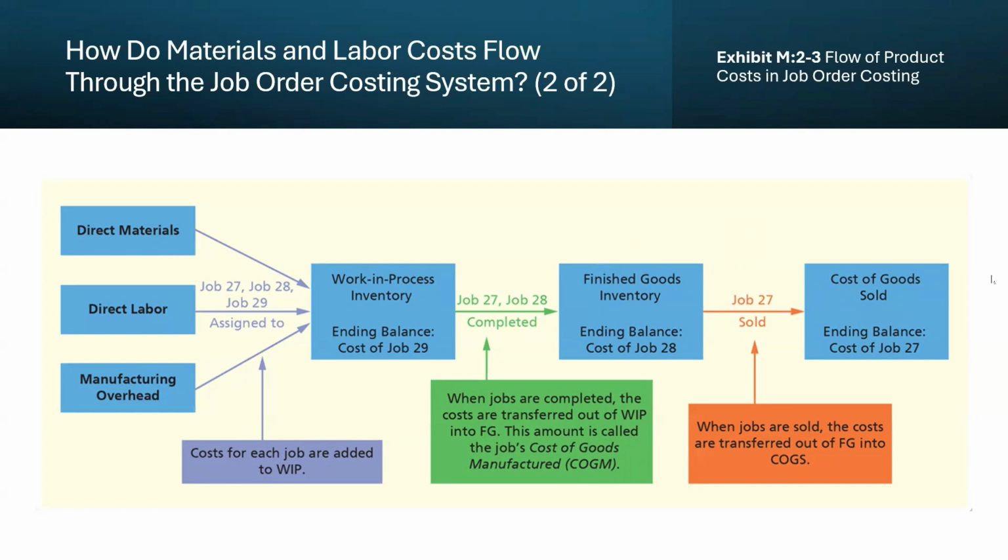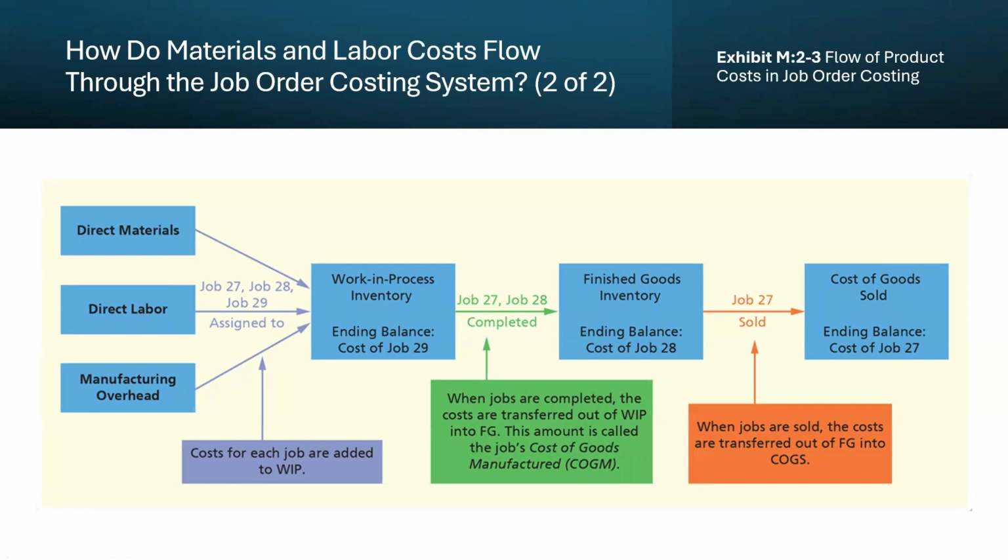Which is the cost of goods sold, an expense. So you see that Exhibit 2.3 illustrates the flow of costs for three jobs. You see job number 27, 28, and job 29. Here they are, 27, 28, and 29.